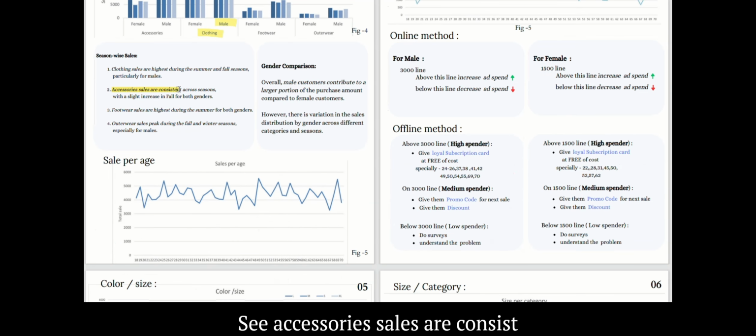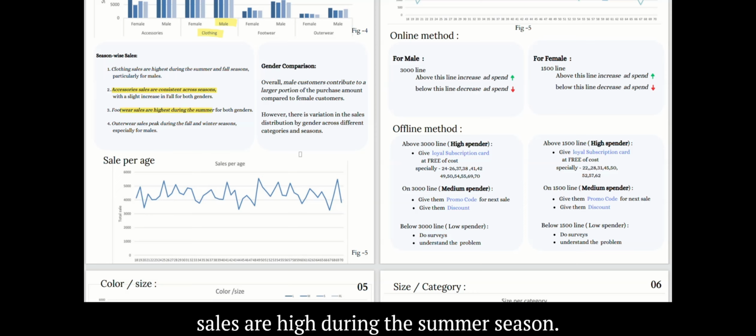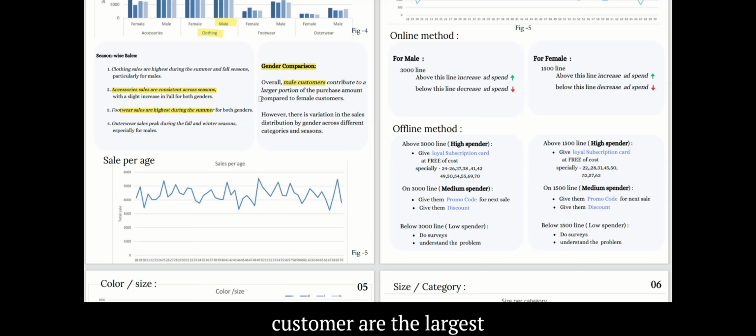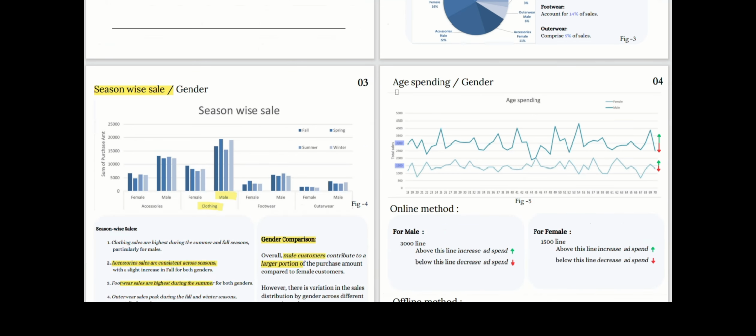See, accessories sales are consistent across all the seasons. Footwear sales are high during the summer season. If we take a gender comparison, then male customers are the largest contributor to our sales. Let's see the age spending per gender.